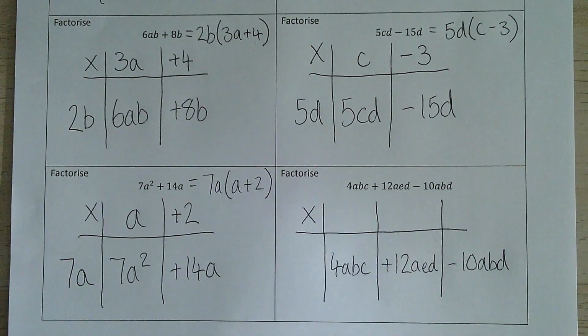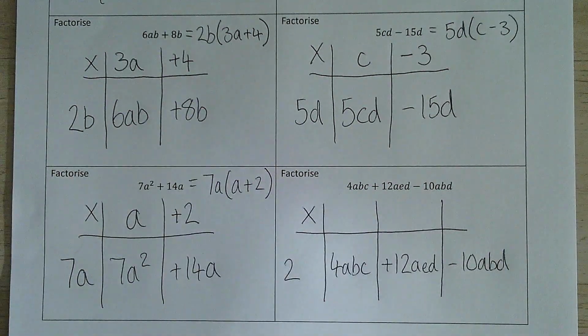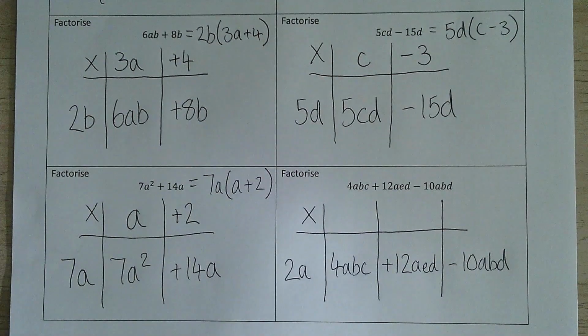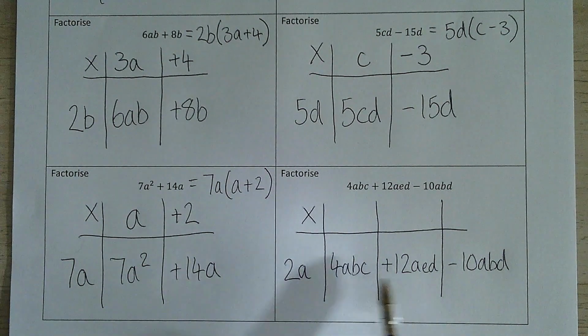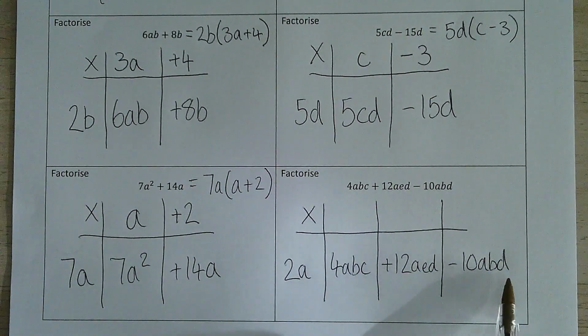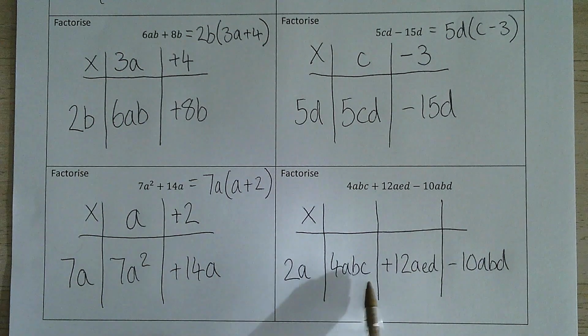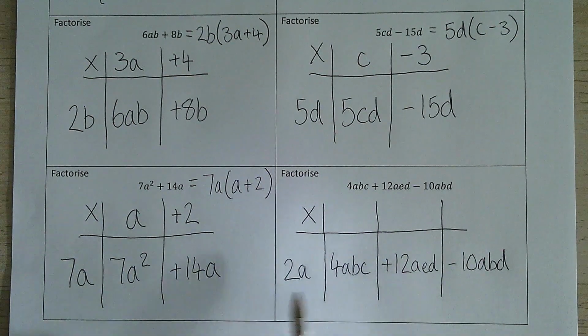The highest common factor of 4, 12 and 10 is 2. So 2 will be on the left-hand side of the grid method. We now need to see which variables appear in every single term. a is in all three terms, so we can write a in on the left. b isn't in all three terms. c is not in all three terms. d isn't in all three terms, and neither is e, so only a can go on the left-hand side.